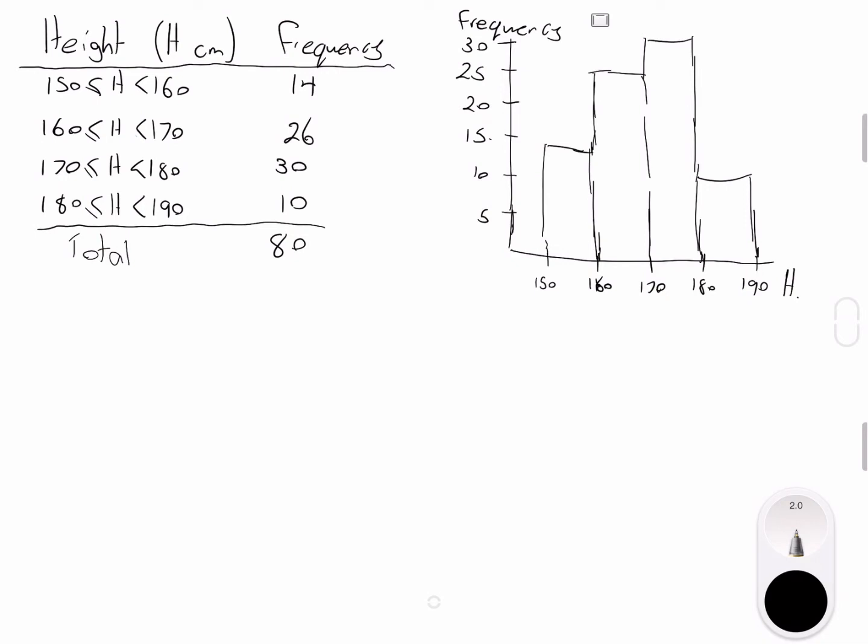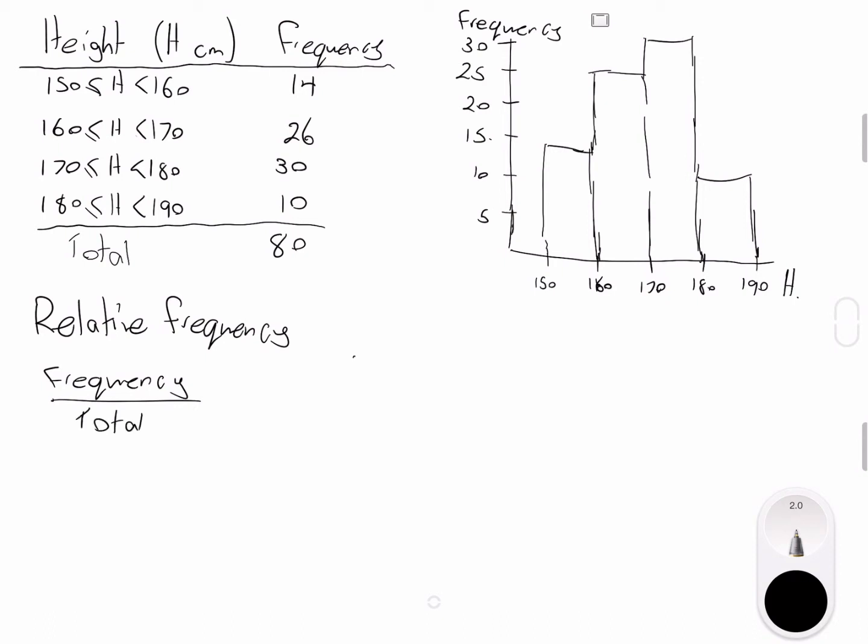So the next part is we're going to look at the relative frequency. What the relative frequency tells us is if we add all the relative frequencies together, we're going to equal 1. If we were to multiply the relative frequency by 100, we'd get the percentage. So the way that we work out the relative frequency is the frequency, and we divide that by the total.